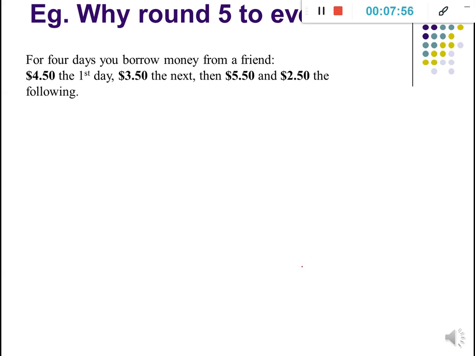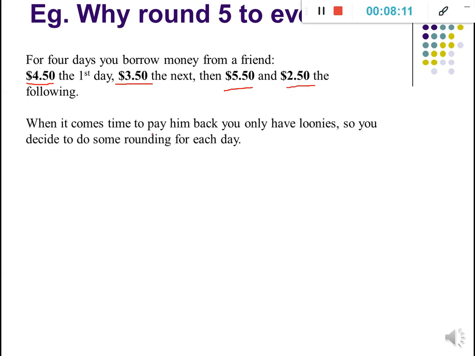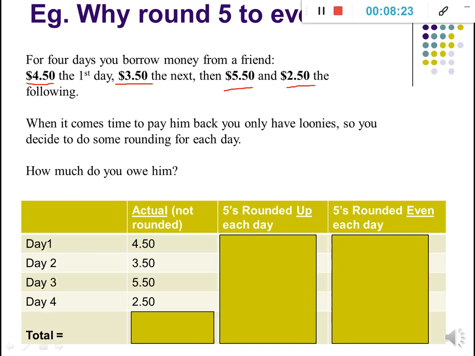One example that would show how this would work is, let's say you had some money that you're borrowing from a friend. So $4.50 first day, $3.50 that you borrowed the next day, following day you borrowed $5.50, and then $2.50 the following day. When it came to pay them back, let's assume you could only pay them in loonies, so you decided to round each of these examples to the nearest dollar. And obviously these have been cherry-picked numbers to prove my point, but you can imagine if you had to calculate the total value, you've got your 4 measurements here, the actual value is $16 between the 4 days.